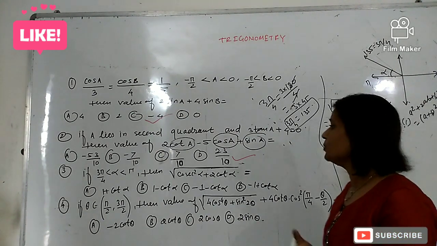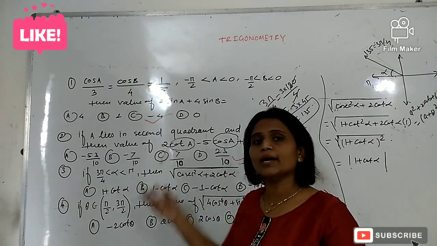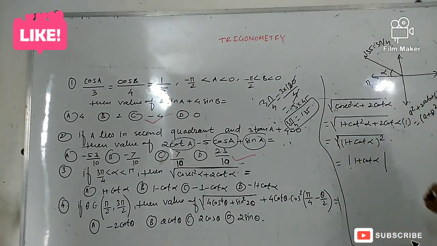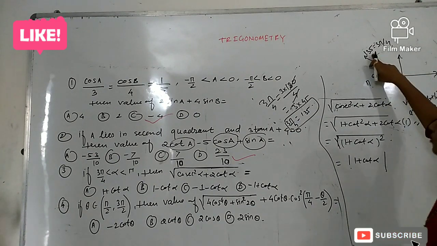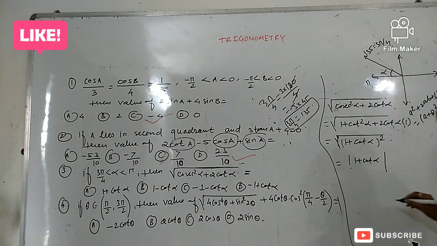Why do we need the mod? Because there is a condition for the alpha value. So first we have to find out the cot value for the second quadrant. Now just see, if I am calculating the value of cot 135, what is the value of cot 135?